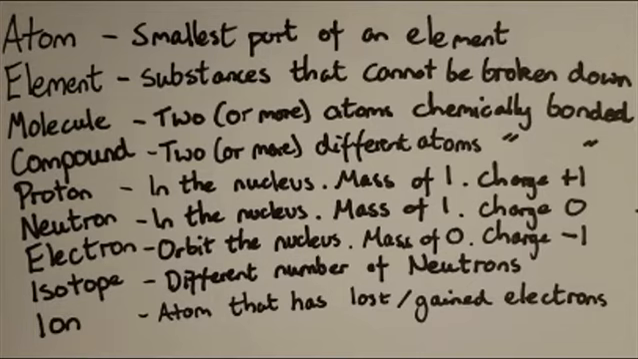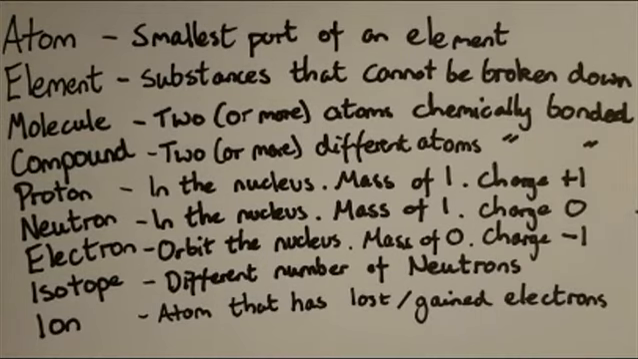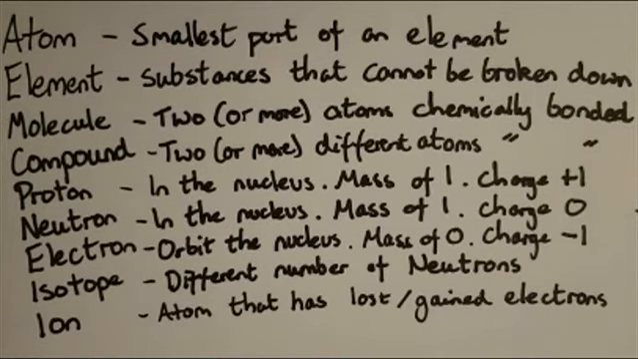So our key difference here: if they are different atoms, they will be a compound as well as being a molecule. Now, inside our atoms, we have protons, neutrons, and electrons. Protons and neutrons are inside the nucleus, and they have a relative mass of 1. A proton has a charge of +1, a neutron has a charge of 0, or it is neutral. Now our electrons orbit the nucleus, so they go around the centre of the atom, and they have a mass of 0 and a charge of -1.